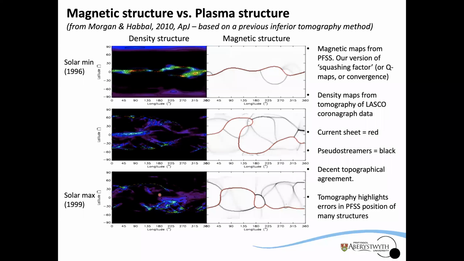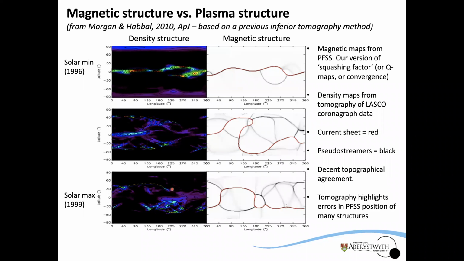If we look at a more complicated example here from 1999, the tomography map is messy, the potential field map is messy, but the eye does see similarities. So we've got this very narrow high density streamer in the north corresponding to the neutral sheet here, the current sheet. We've got a pseudo streamer in the south, and indeed there is a density structure there. We've got this messy kind of oval shape in the tomography, in the plasma, and a similar shape in the potential field model.